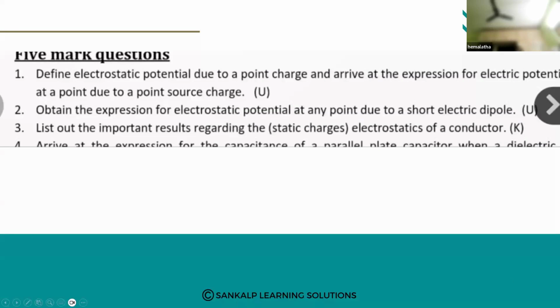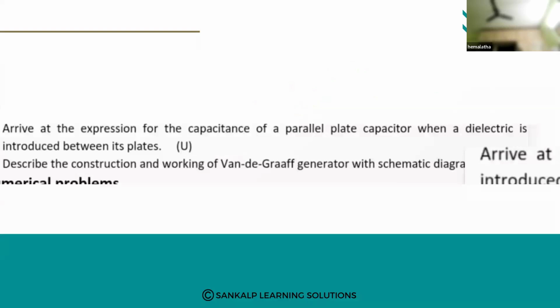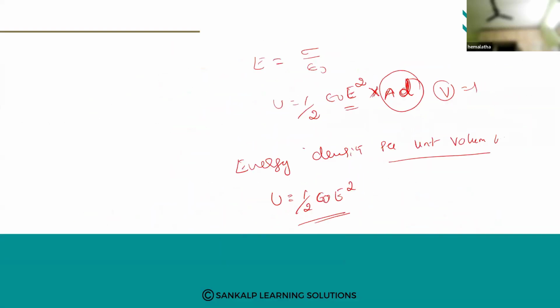We have done electrostatic potential due to a point charge. Electrostatic potential due to a short dipole, that we have to explain now.